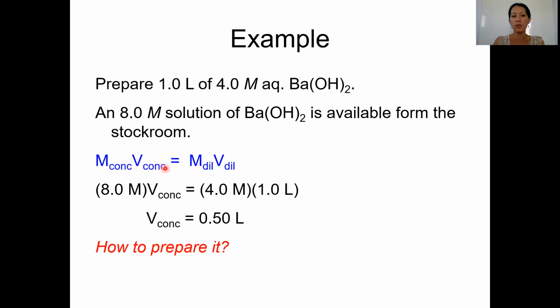You're going to use M concentrated times V concentrated equals M dilute times V dilute. And again, the volumes I do put in liters. I didn't expand the molarity, but it's moles per liter, moles per liter. And so I just plug it in. The concentrated is 8. And this whole thing on top, what you're preparing, are the dilute numbers here on the right side. I multiply these out. That gives me 4. Divide each side by 8. I get 0.50 liters.